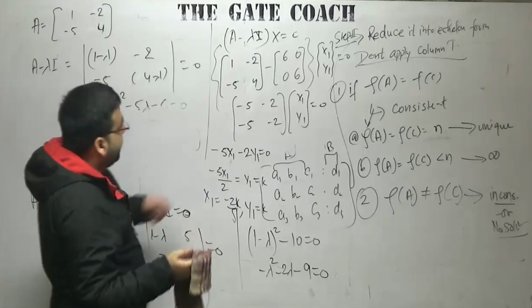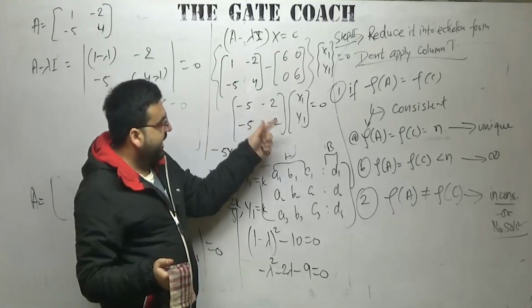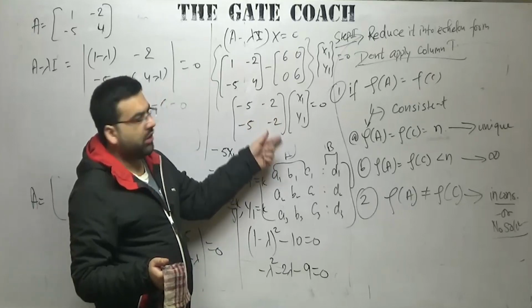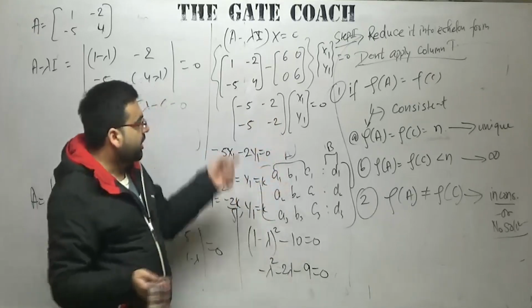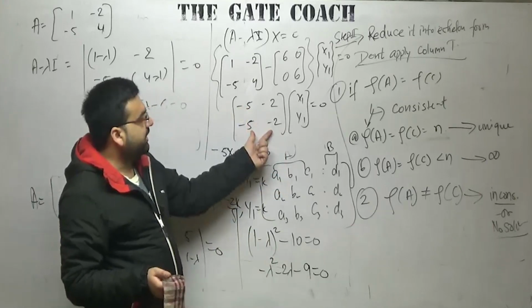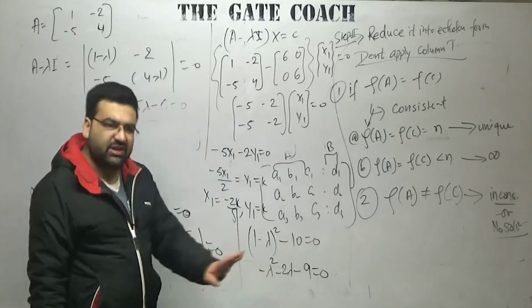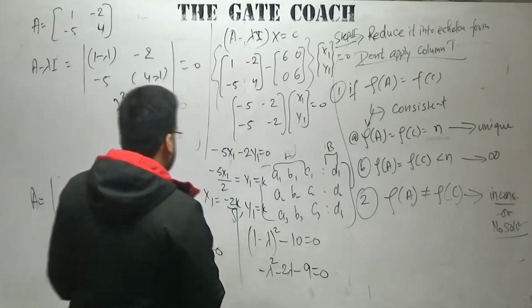In some books you will find that this has been further solved by applying some elementary row and column transformations. That is also perfectly fine. You can do it like this, that R2 changes to R2 minus R1, so this will be completely 0 and you will be getting 5 times of x1 minus 2 times of y1 equal to 0. That is also completely fine. There is no issue in that.